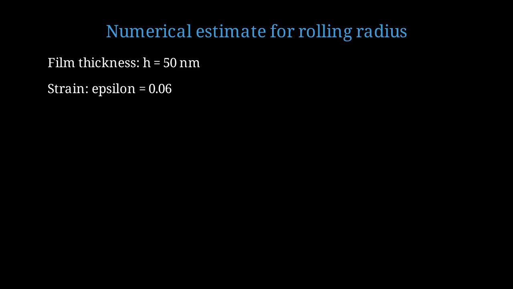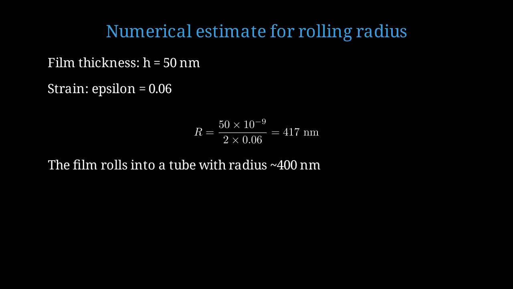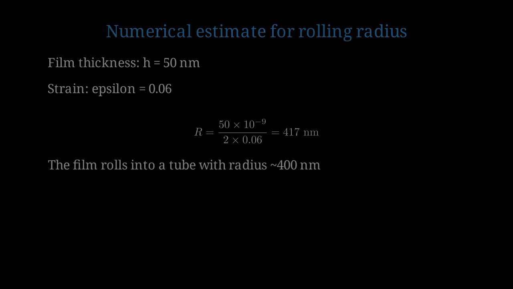Let's calculate a numerical value for our silicon nitride example. Let's say the film thickness is 50 nanometers. The strain is 0.06 or 6%. R equals 50 times 10 to the minus 9 meters divided by 2 times 0.06, which gives us 417 nanometers. So the film rolls into a tube with a radius of about 400 nanometers. This is less than half a micrometer. These are truly nanoscale structures.